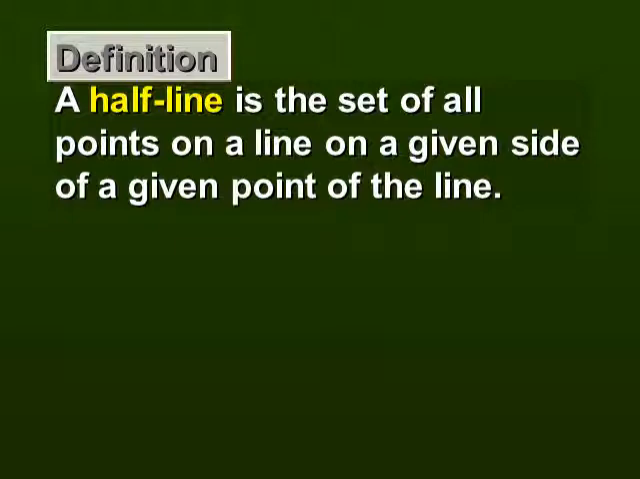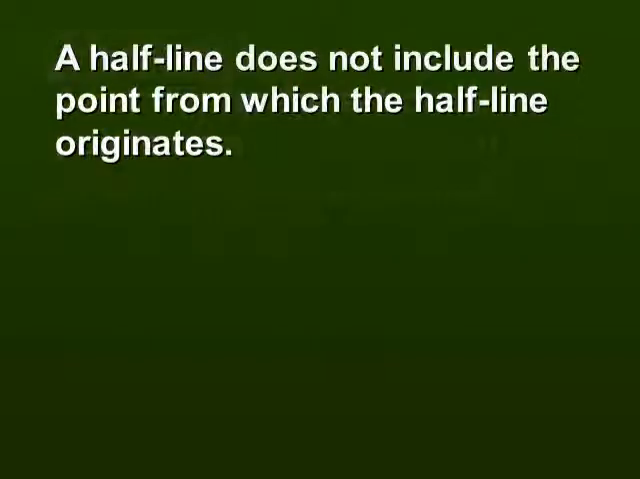Alright, your first definition for 2.1 is a half line. A half line is a set of all points on a line on a given side of a given point of the line. So the key to half line is that it does not include a point. Okay, it starts at the point, but it does not include the origin of where it begins. So that's what I'm saying here on this slide. Half line does not include the point from which the half line originates.